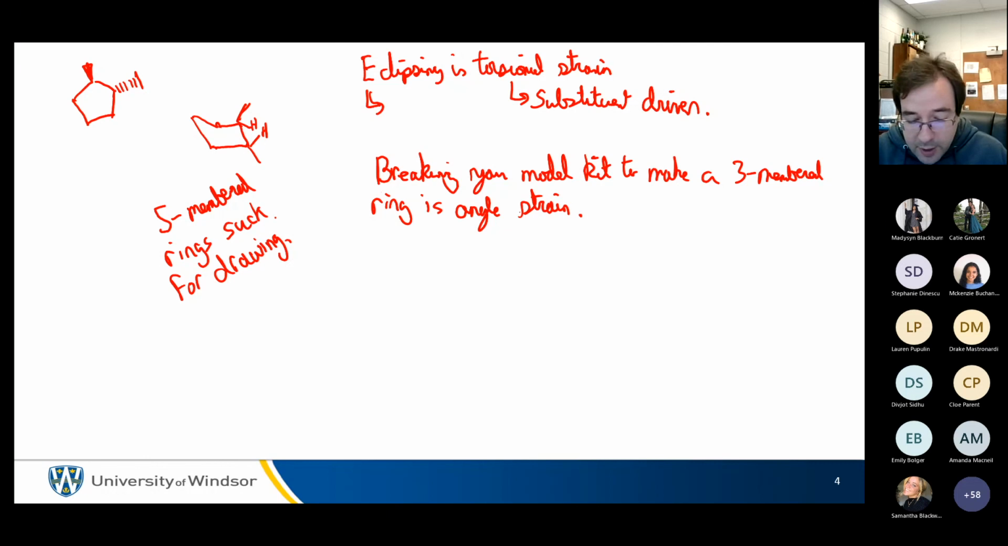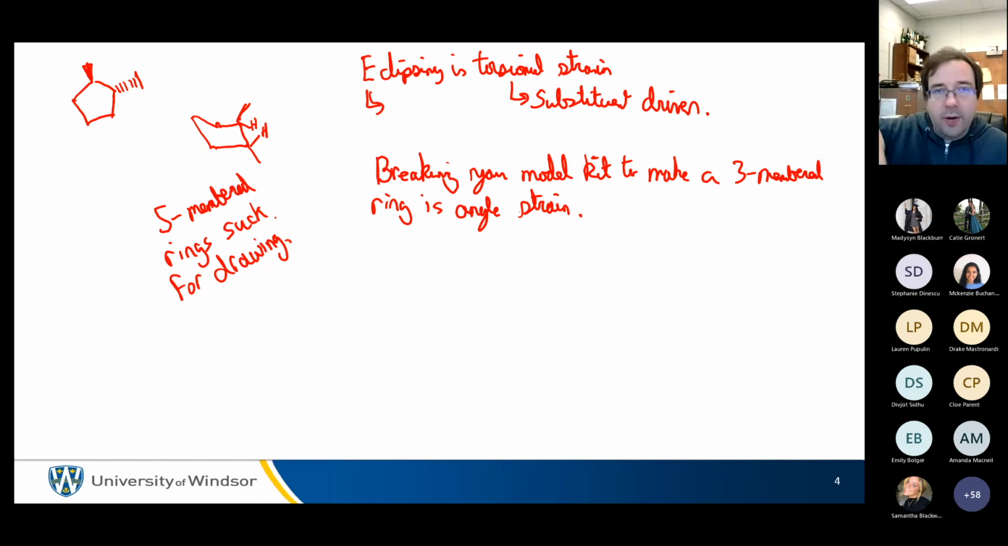Yeah, I can read what I wrote. That's a very good question. The top line says eclipsing is torsional strain, substituent driven. So it's all about the substituents eclipsing each other or not eclipsing each other. That's what torsional strain is. Are the substituents eclipsed, gauche, staggered? That's all torsional. Breaking your model kit to try and make a 3-membered ring, that's angle strain.